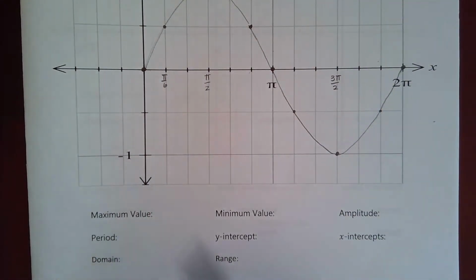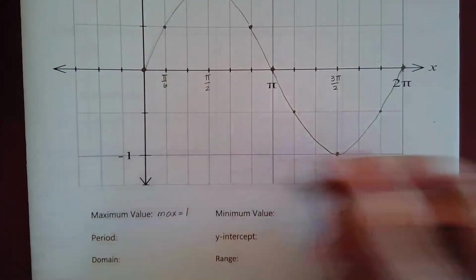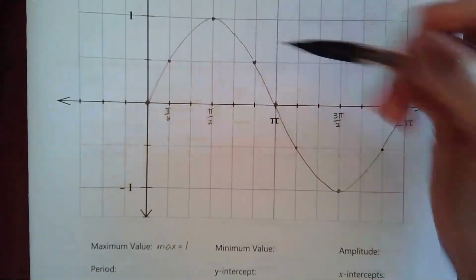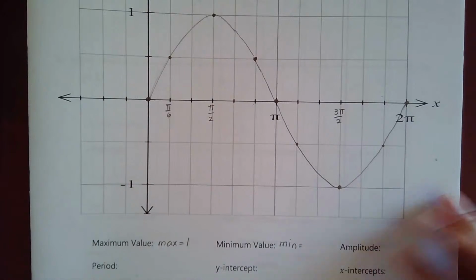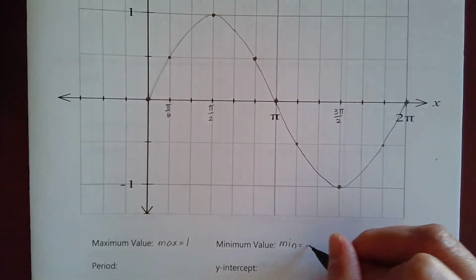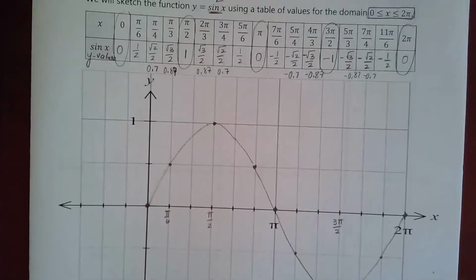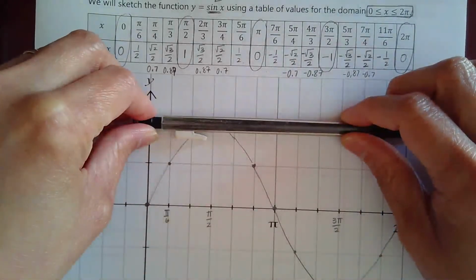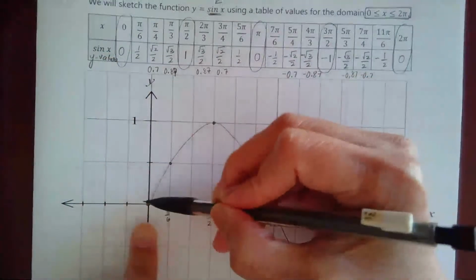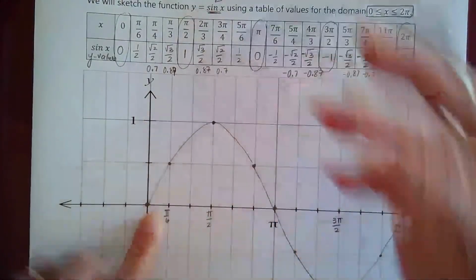So what is the maximum value? That means what's the highest value? The highest value, max, is equal to 1. That's the highest it can go. What is the minimum value? Minimum value is the lowest it can go. So that's going to be negative 1. What's the amplitude? Okay, amplitude is the distance from middle to the maximum. Well, how far is it from middle to maximum? That's going to be 1 unit.